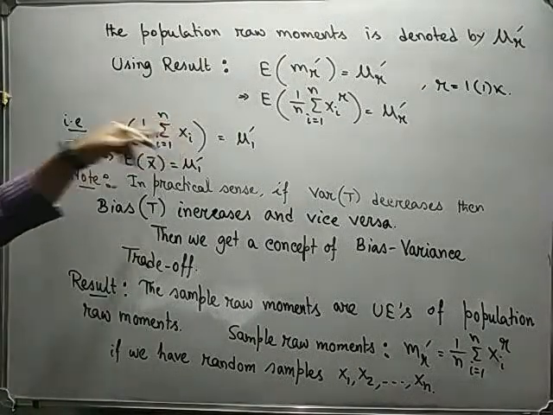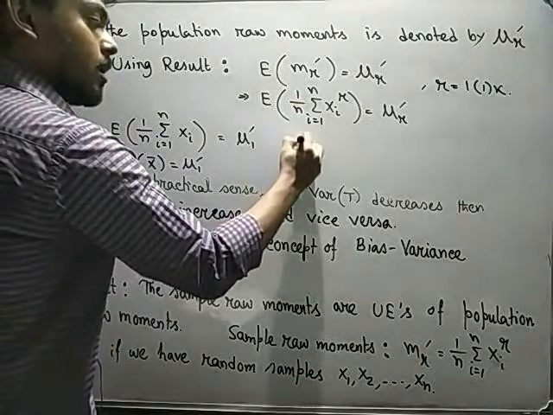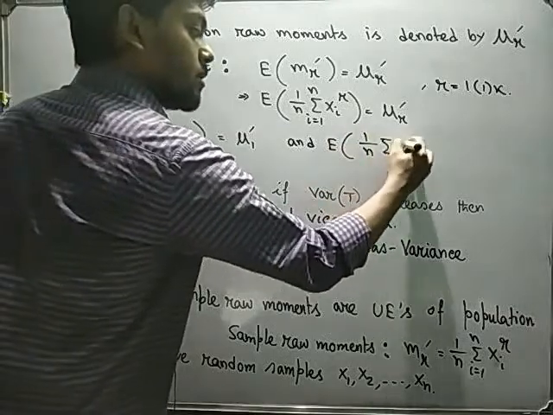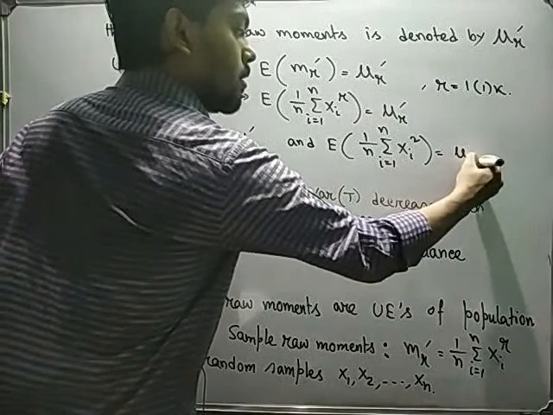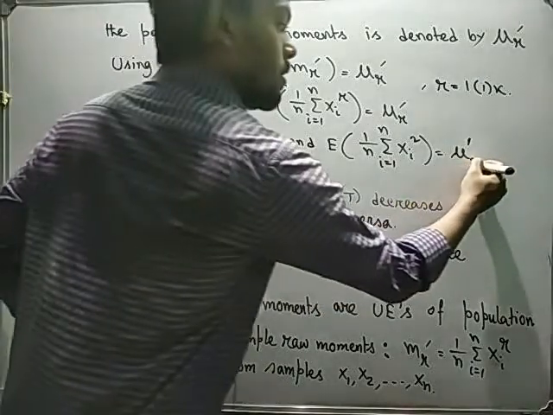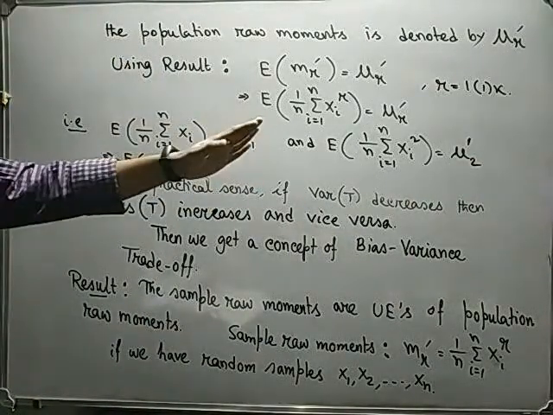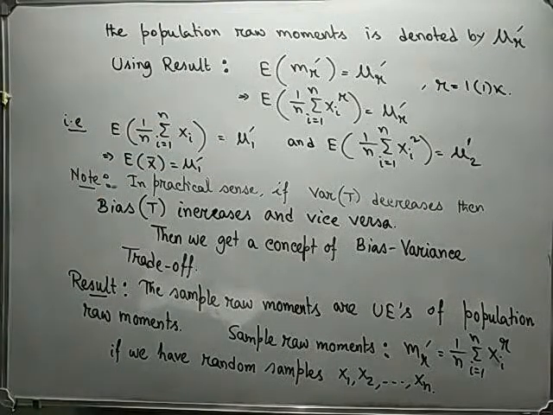Similarly, if we choose 1 by n summation of xi square, i running from 1 to n, you will get the value mu2 dash. And similarly, for different values of r, you can get different unbiased estimators. That's a simple result. Now let's go to the next result.